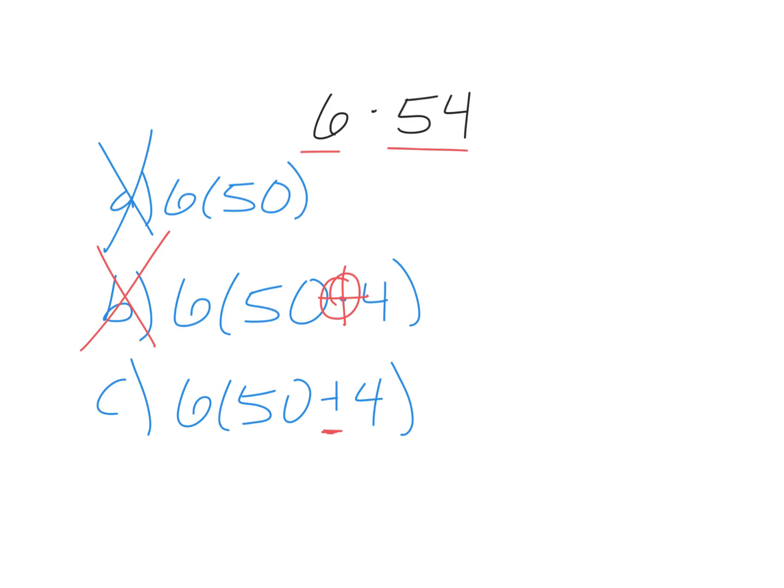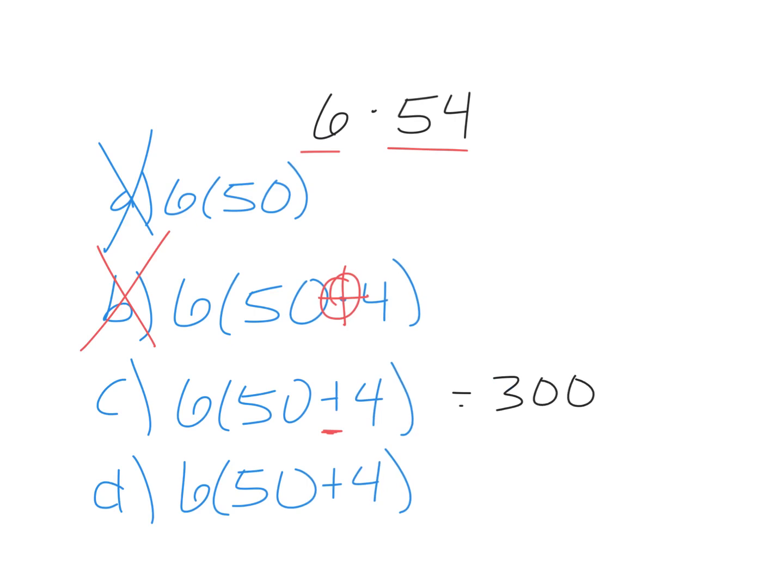Just for fun, let's look at option D. We got to figure out which one is the right answer. 6 times 50 plus 4. So, bringing it over here, what's 6 times 50? 300. What's 6 times 4? 24. 324. So C is the correct answer.